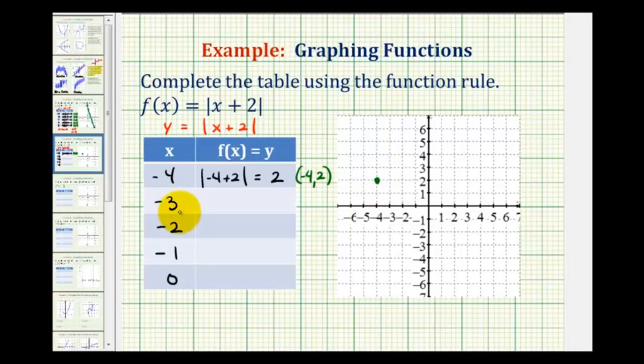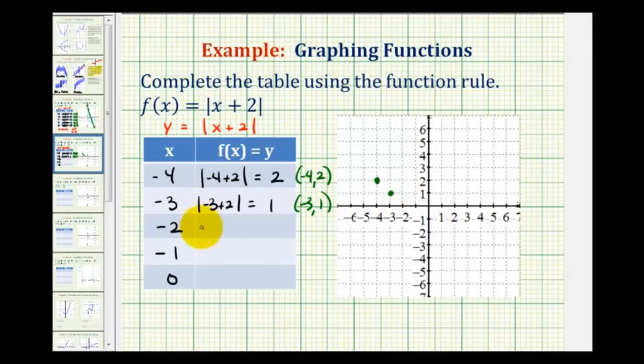Next, we'll substitute negative 3 for x, so we'll have the absolute value of negative 3 plus 2. Well, negative 3 plus 2 is negative 1. The absolute value of negative 1 is positive 1. So the graph of our function must contain the point with an x-coordinate of negative 3 and a y-coordinate of positive 1, which is this point here.